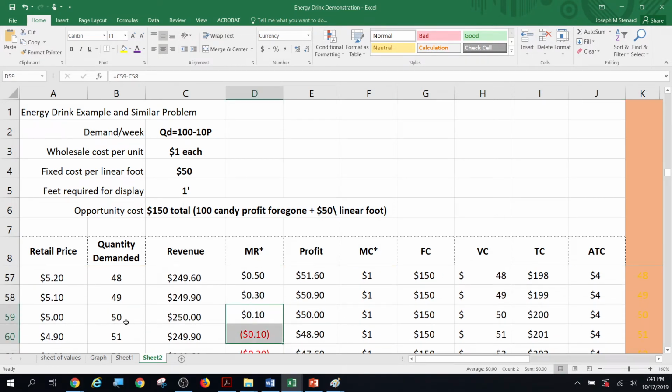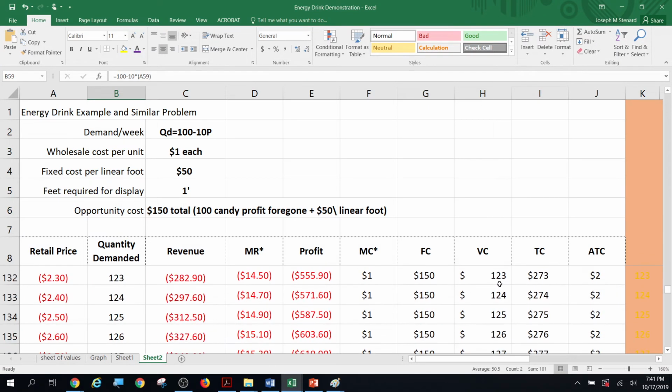We find that it does that at the 50th or 51st unit. So if we were to label the quantity on the x-axis where the marginal revenue crosses over at 0, we would label it as either 50 or 51. And that's how we would complete that part of the assignment for demonstration.